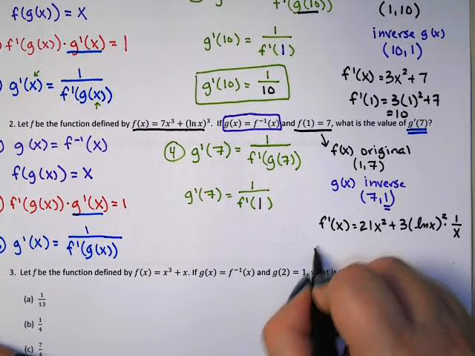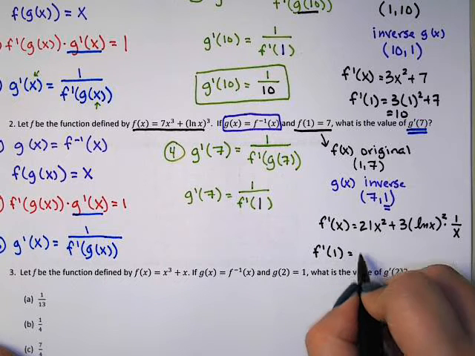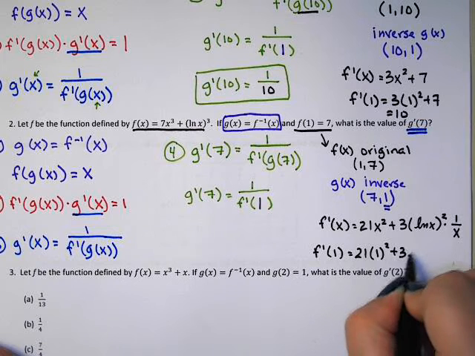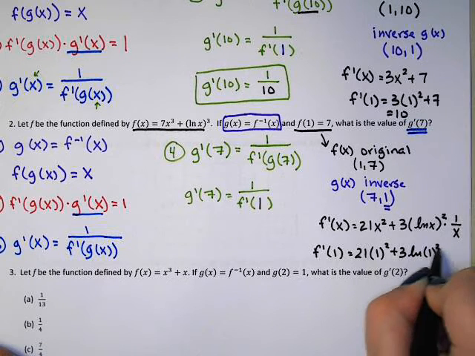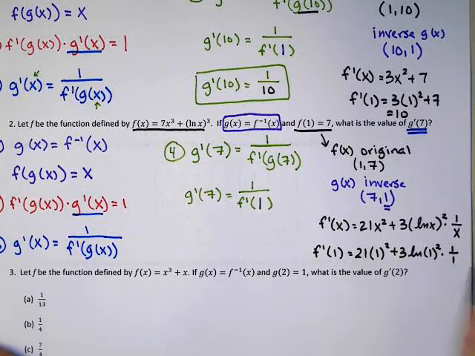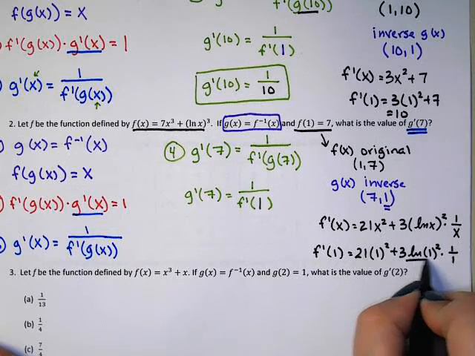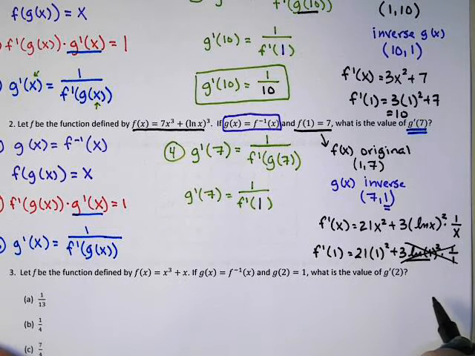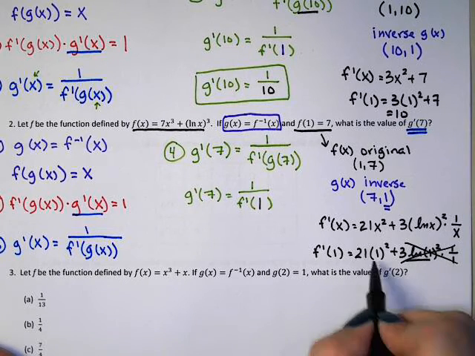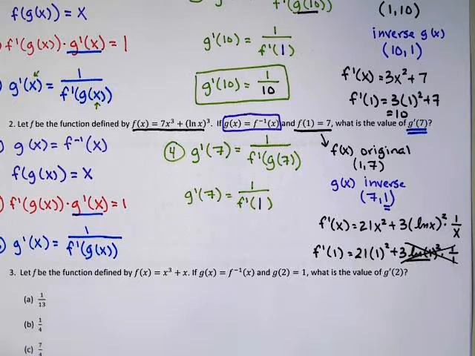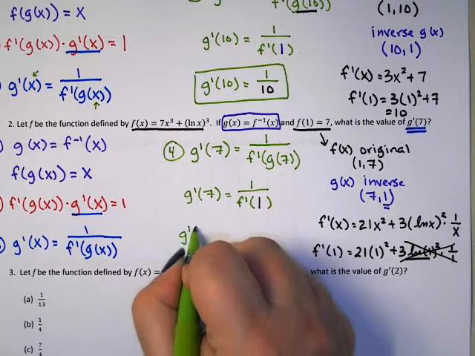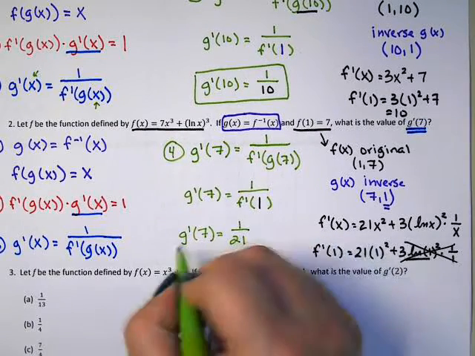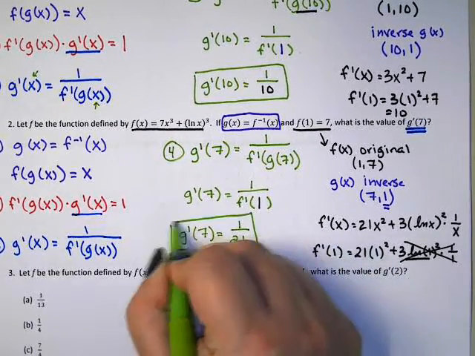So if I want to plug in f prime of 1, that's going to be 21 times 1 squared plus 3 times the natural log of 1 squared times 1 over 1. Hopefully you know that the natural log of 1 is 0. That makes this whole term 0, which means f prime of 1 is just 21. So g prime of 7 is going to be 1 over 21. And there's our final answer.